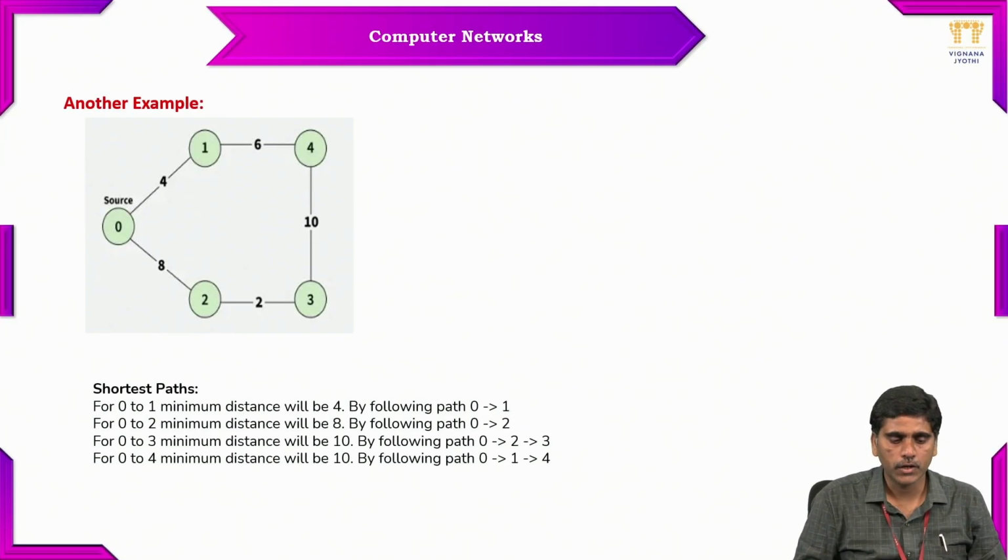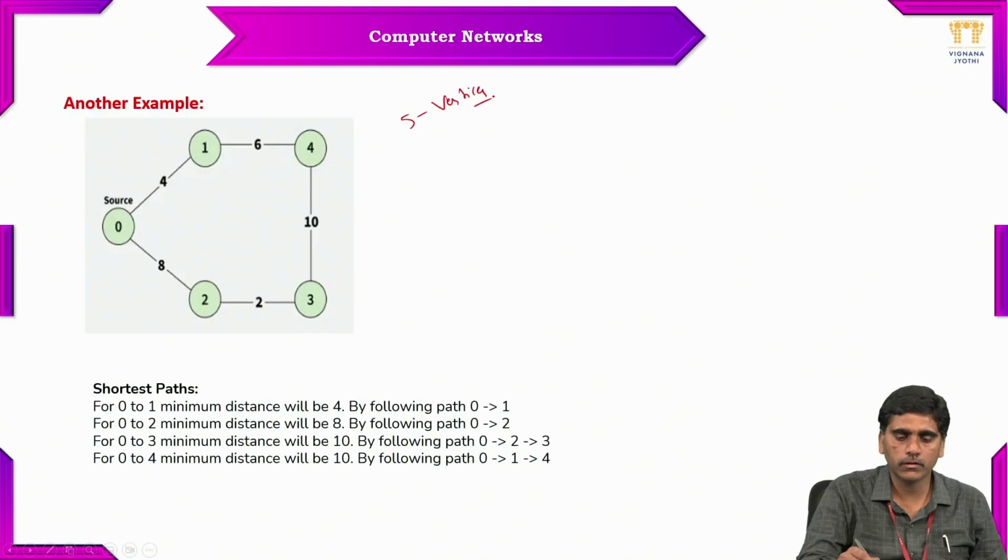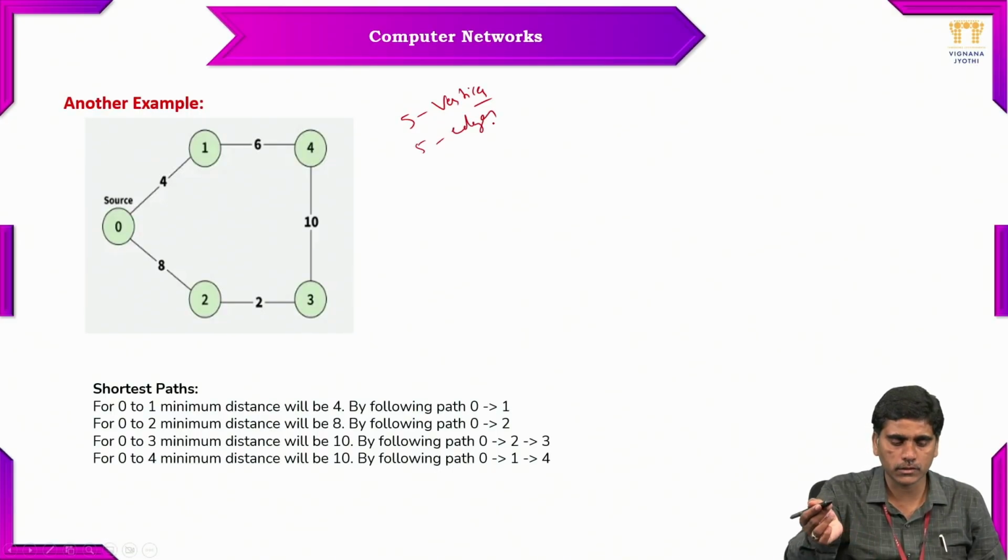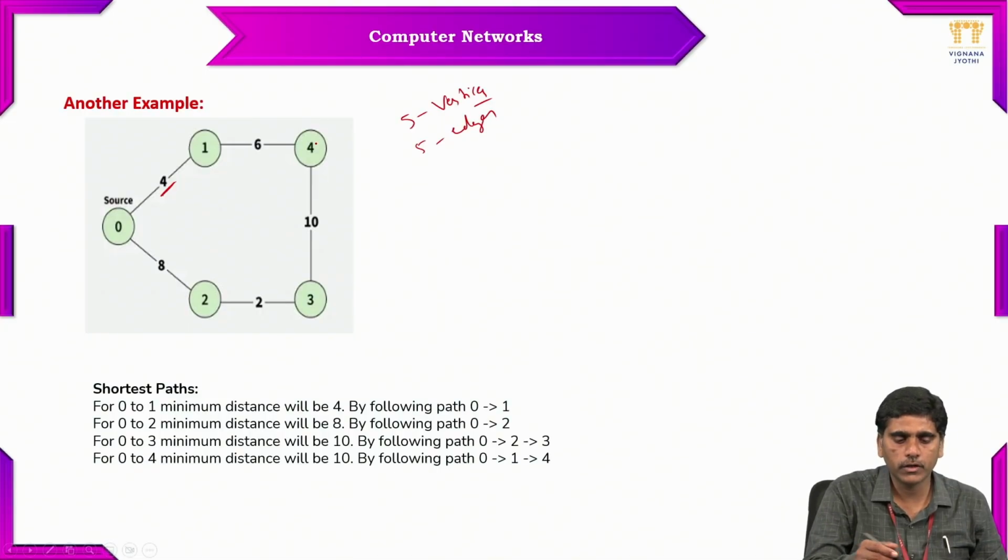See another example. There are 5 vertices, and along with that 5 edges. The source is 0. If the source wants to reach destination 3, what is the minimum path? If it wants to reach destination 4, what is the minimum cost? For 0 to 1, the weight is 4. For 0 to 4, we need to calculate.